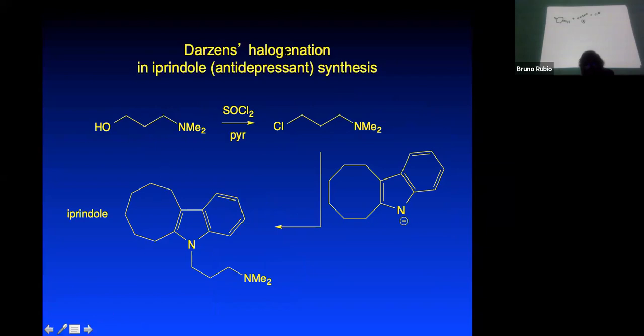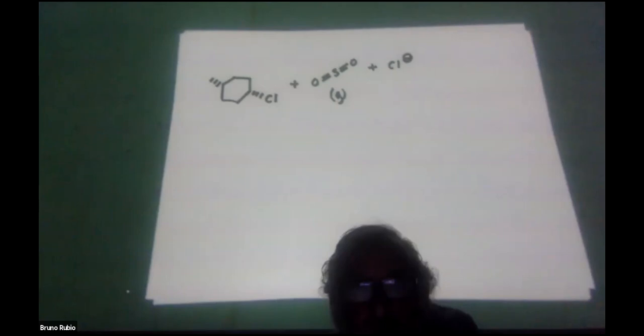Okay, so here's Darzens halogenation in the synthesis of iprindole. This is a tricyclic antidepressant. And so once again, here's that primary alcohol, react that with thionyl chloride. It replaces the OH group with Cl, and then there's more chemistry leading to the final production of this antidepressant.